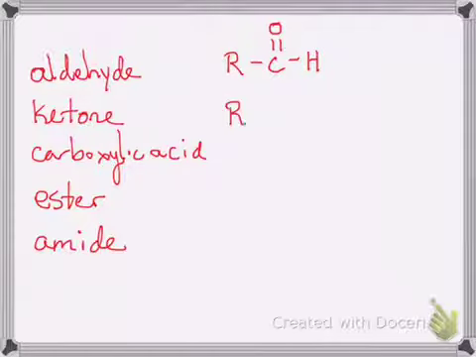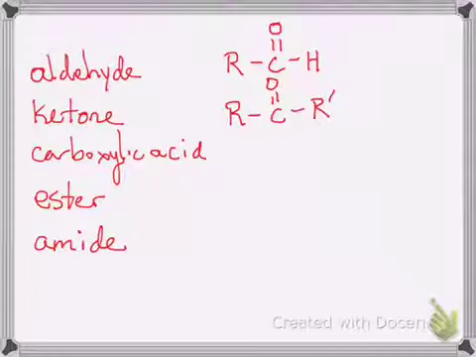A ketone is similar to an aldehyde, except instead of having a hydrogen on one side, it has another R group on the other side of that carbon. So aldehydes and ketones are very similar, except notice on the aldehyde structure it's a hydrogen on one side, and on the ketone structure it's a second R group. I have the hydrogen here on the right, but it could as well be on the left. It doesn't matter which side of the carbon the hydrogen is on. In this example, I just placed it on the right-hand side.